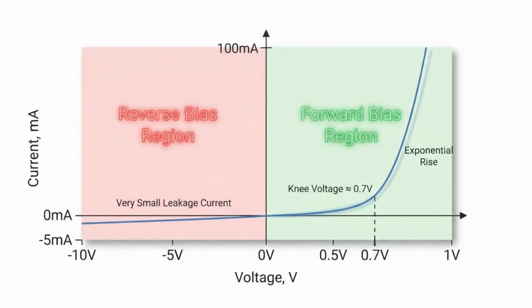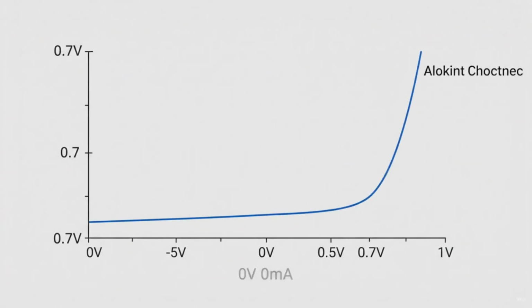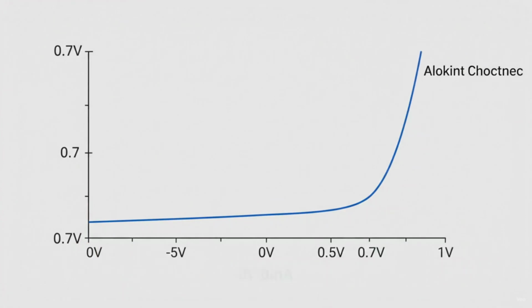Now let's understand the VI characteristics of a diode. The horizontal axis represents voltage. The vertical axis represents current. For a silicon diode, almost no current flows until the voltage reaches approximately 0.7 volts. After 0.7 volts, the current increases rapidly. In reverse bias, only a very small leakage current flows until breakdown occurs.